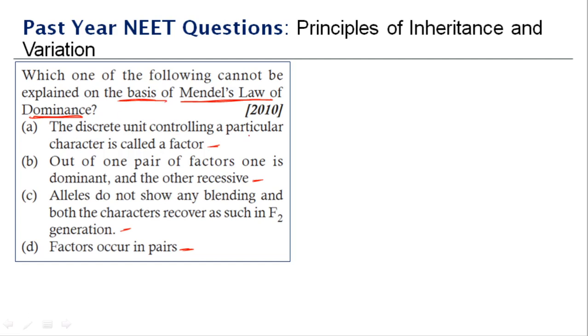The discrete unit controlling a particular character is factor. Yes. Out of one pair of factors, one is dominant, other is recessive. Yes. And factors occur in pairs. So these can be explained by law of dominance. Alleles do not show any blending and both characters recover as such in F2 cannot be explained by Mendel's law of dominance. So the correct answer is C.